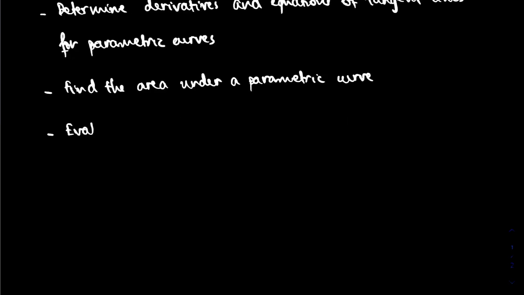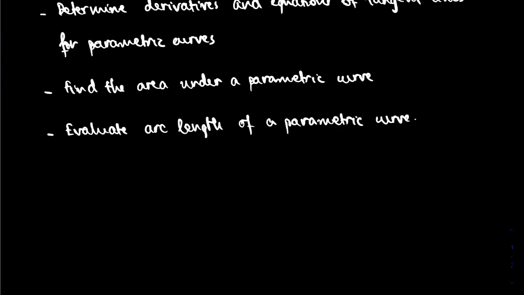Evaluate the arc length of a parametric curve. Two main things: derivatives and integrals. In derivatives, we're going to learn how to find the equation of a tangent line to a parametric curve. And for integrals, we want to find the area under the parametric curve and use the integral to evaluate the arc length of the parametric curve.